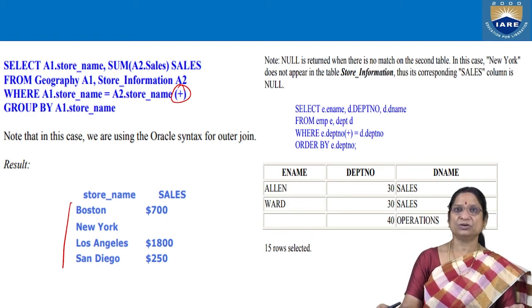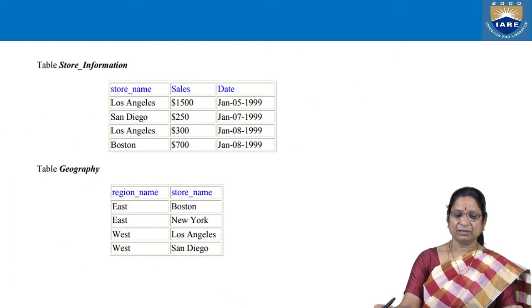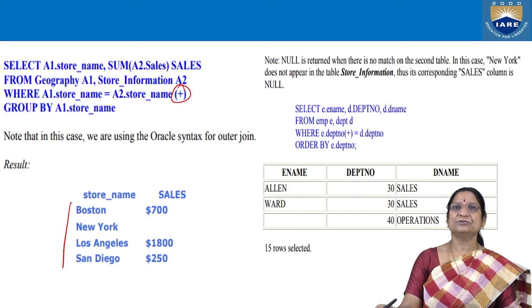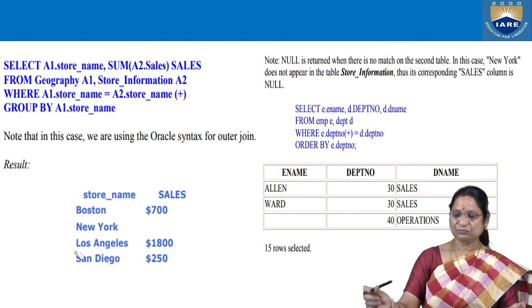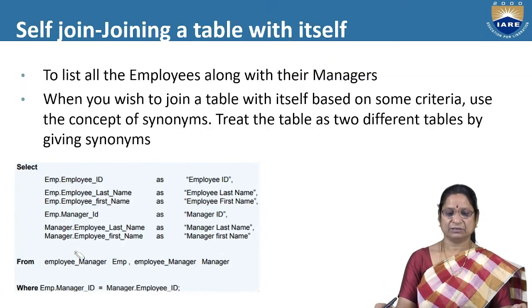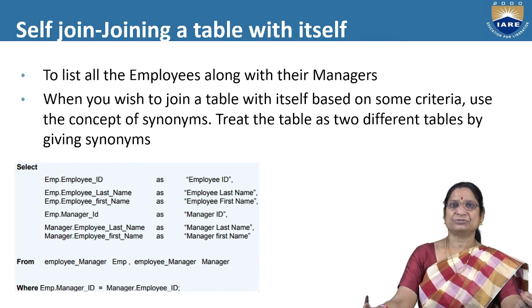So here from geography, all tuples must be displayed. How many tuples are there? 1, 2, 3, 4. For which the matching is only for Boston, Los Angeles and San Diego. For New York, there is no match. So that's why New York sales are going to be null. So this is another example of left outer join. Similarly, right outer join, full outer join can be used.